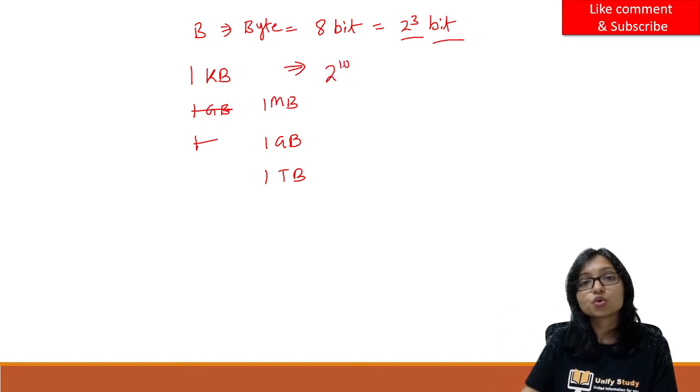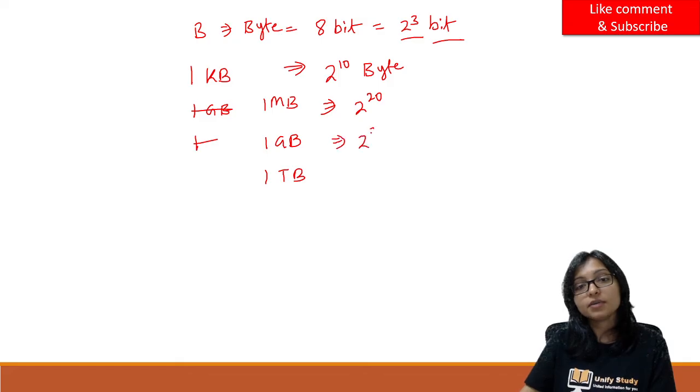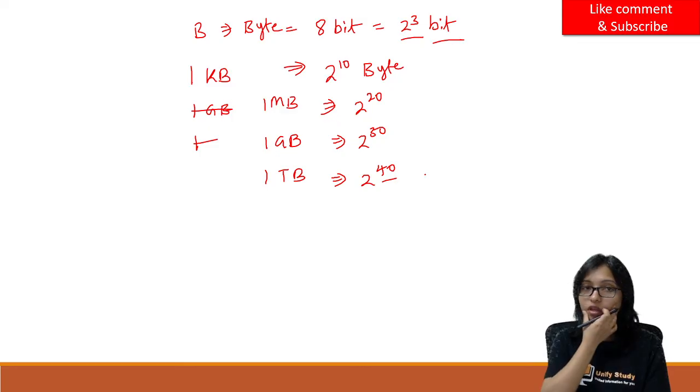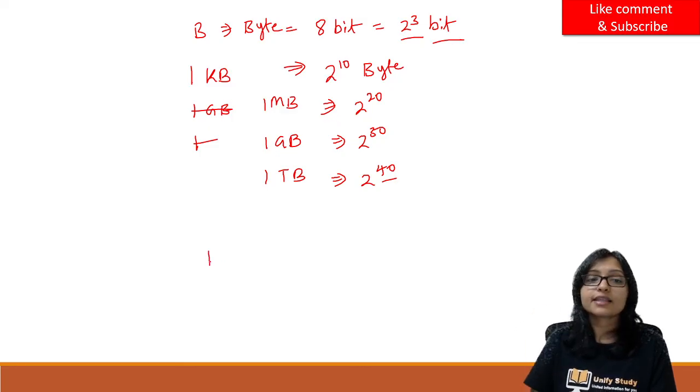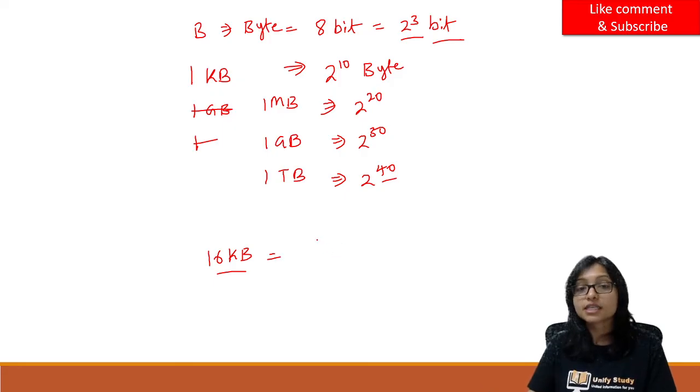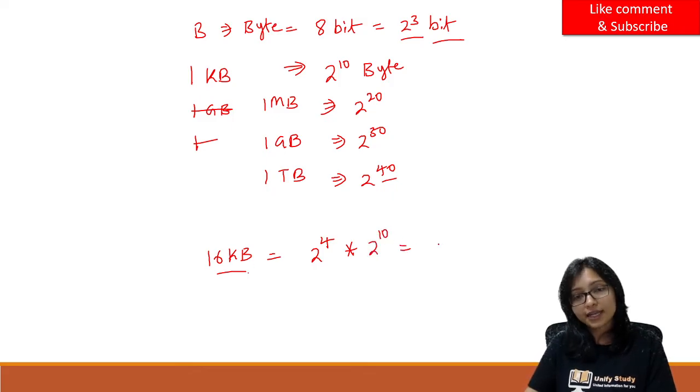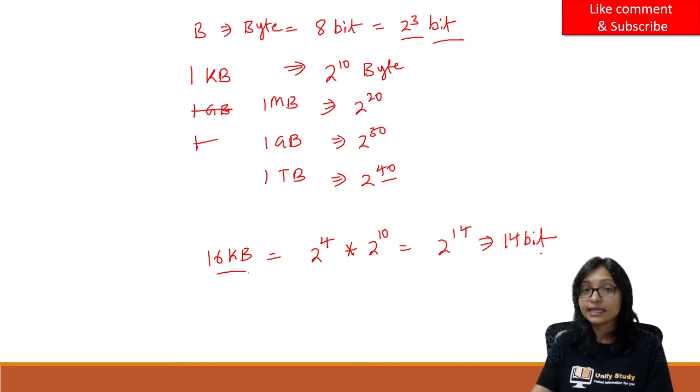Kilobyte means 2 to the power 10 bytes. MB means 2 to the power 20. GB means 2 to the power 30. TB means 2 to the power 40. Right? So if it is given like 16 KB, how many bits will be required? 16 means 2 to the power 4, multiplied by KB, 2 to the power 10. So 2 to the power 14 means I get 14 bits.